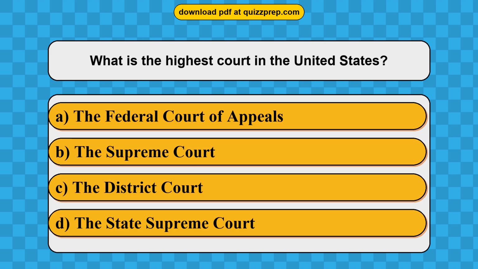Question 22. What is the highest court in the United States? Option A. The Federal Court of Appeals. Option B. The Supreme Court. Option C. The District Court. Option D. The State Supreme Court.